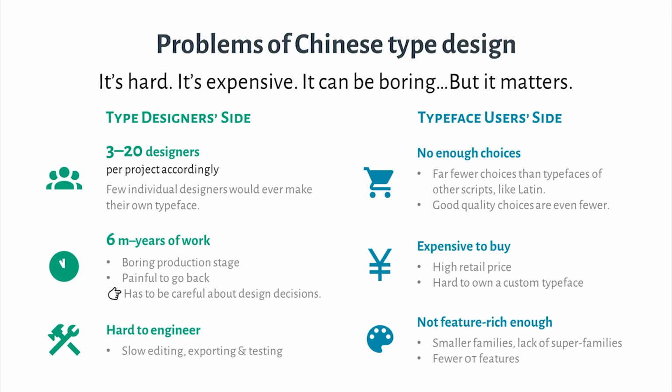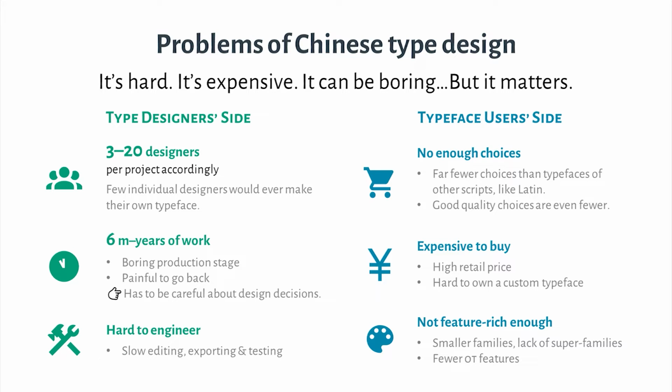And there must be a few of your teammates who suffer from the endless production stage without much creativity. To make your teammates not suffer so much, the principal designers have to be very careful about design decisions. It will be a disaster to go back. The tremendous charset problem makes CJK typefaces a stress test for font designing tools, and the engineering work is also a mess.